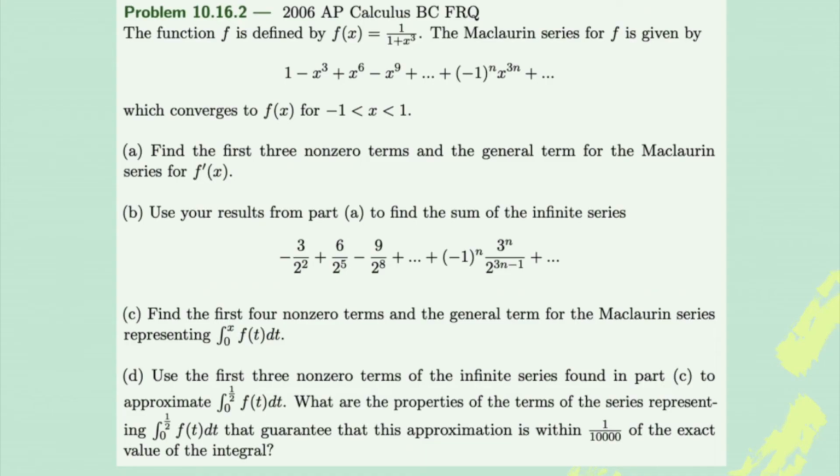And the general term for this infinite series is negative 1 to the power of n times 3 to the power of n divided by 2 to the power of 3n minus 1. So we already know the general term for f prime of x, right? The series for that is negative 1 to the power of n times 3n times x to the power of 3n minus 1. So we can plug in x equals 1 over 2.